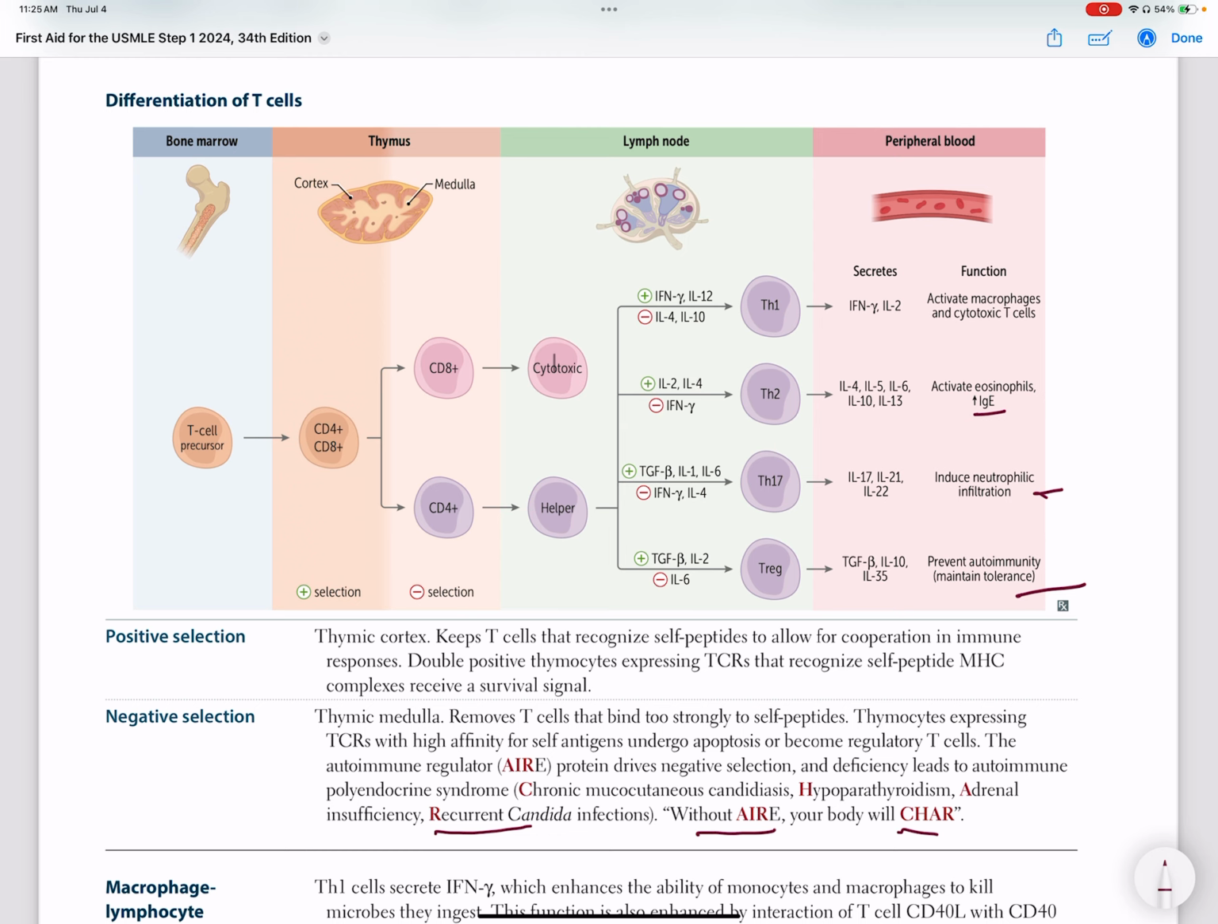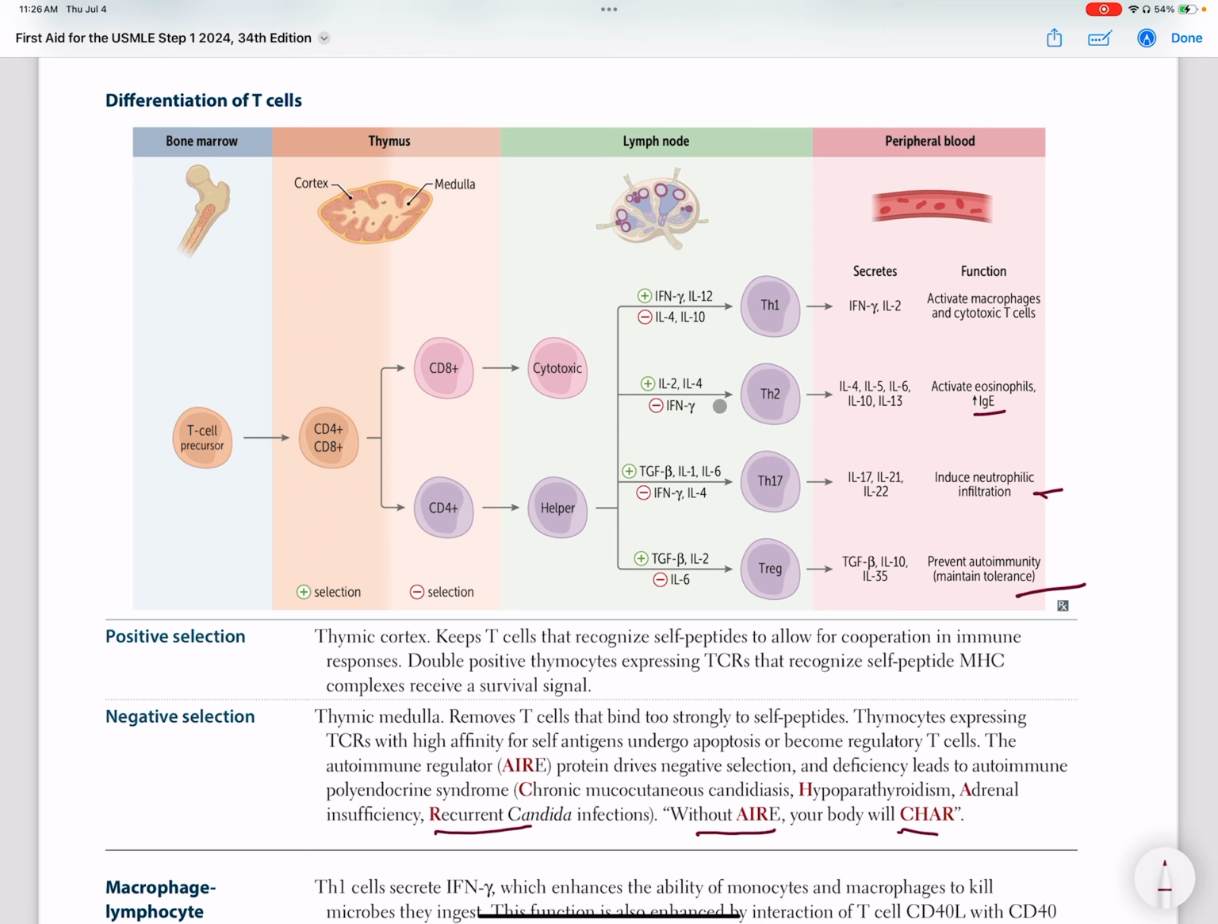Next, in the lymph node, you have interferon gamma and IL-12 positive, and inhibitors are IL-4 and IL-10 for Th1. Interferon gamma and IL-2 is what is secreted, and this activates the macrophages and cytotoxic T cells. Gamma and 12 are inhibited by 4 and 10.